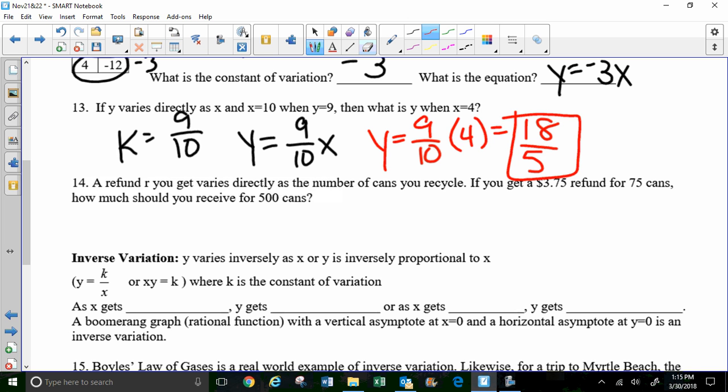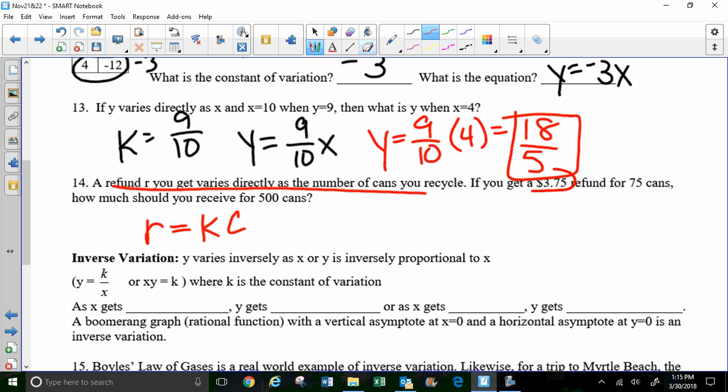All right, well that's not super fun because it has no context. So let's read 14. A refund you get varies directly as the number of cans you recycle. When I see a sentence like this and it's direct, I know that it goes whatever they say first, R equals K times whatever they say second. So K times, I guess, C, number of cans. So if you get $3.75 for 75 cans, how much would you receive for 500 cans?